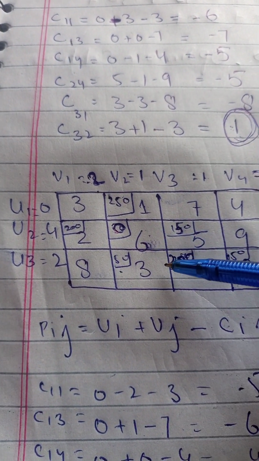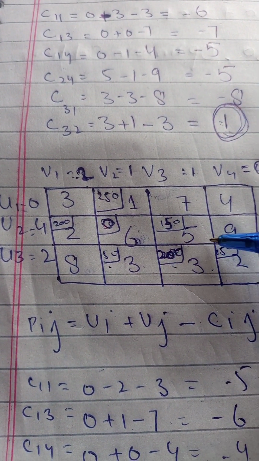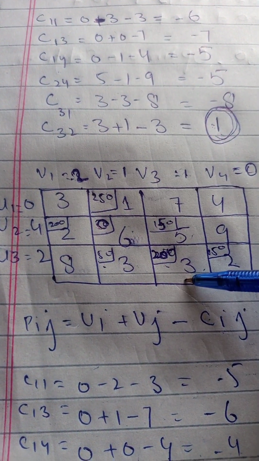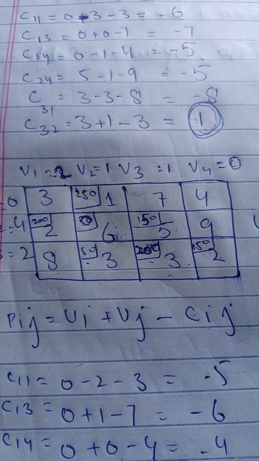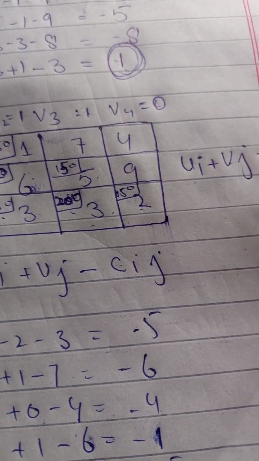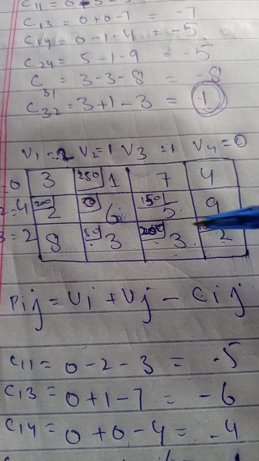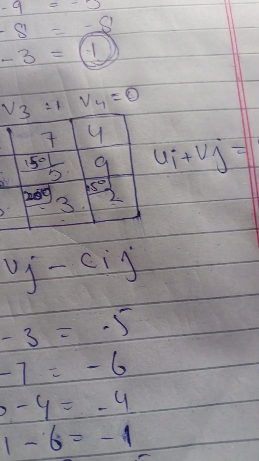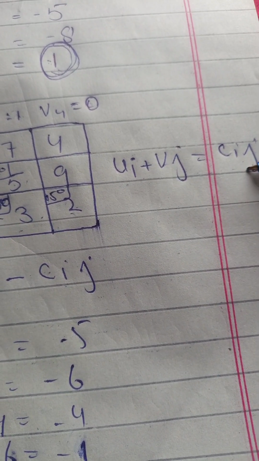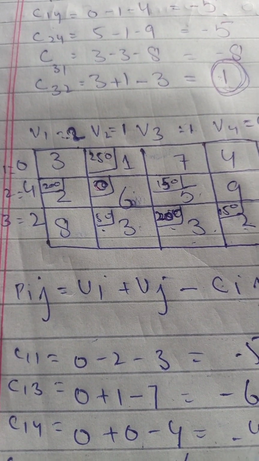The next is 0 allocation. 2 plus 1 equals 3. 4 plus 1 equals 5. 2 plus 1 equals 3. 2 plus 0 equals 2. We have found all the values of u and v with respect to the allocated cells by using this formula. By adding u and v, it becomes equal to Cij, which is C11, C12, C13.